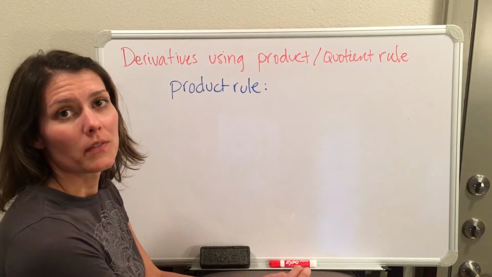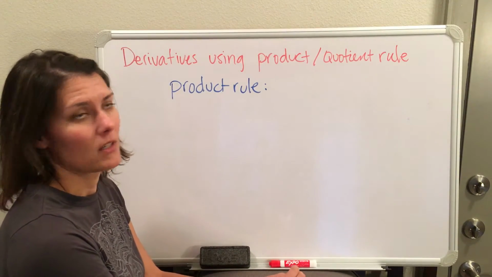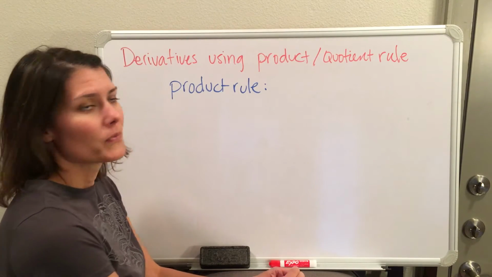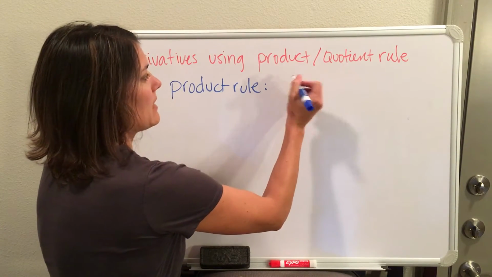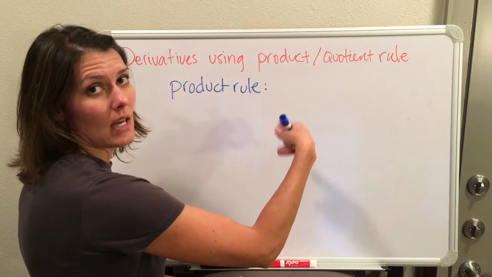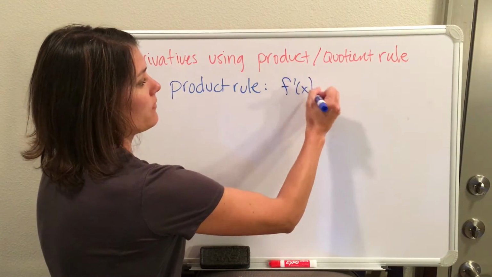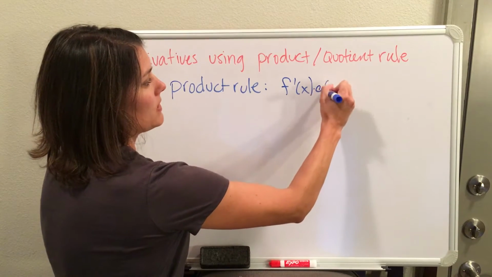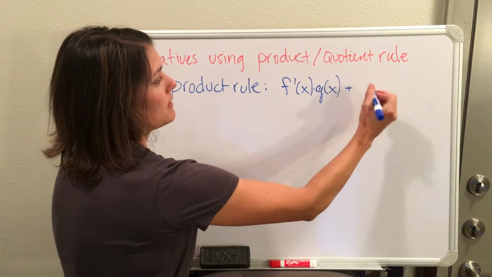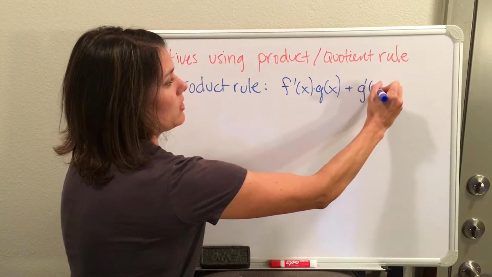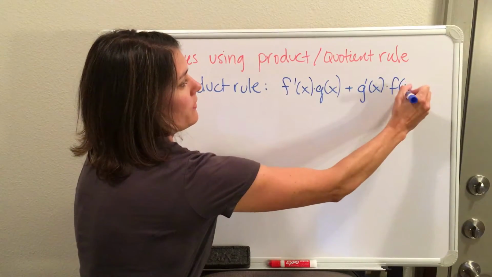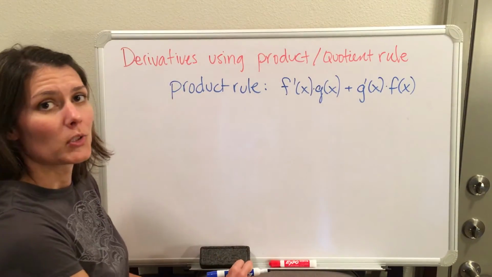If you want to find derivatives of a product type function, you need to follow the rule. And the rule is, if you're taking the derivative of a function times another function, you're going to take the derivative of the first function first times the second, plus the derivative of the second function times the first function. And that is the product rule.